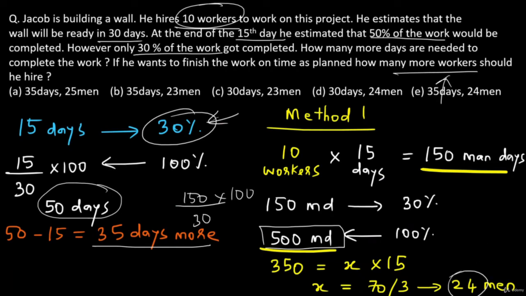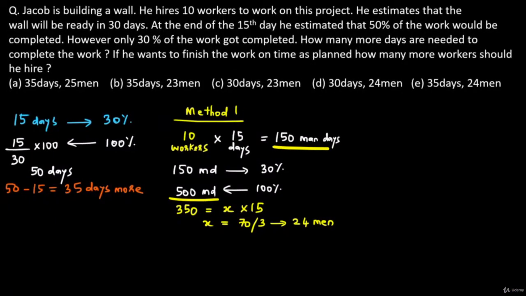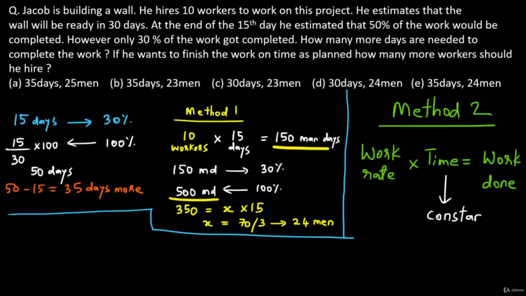All right. Now, let's see one more method with which we can solve this. Let's keep this aside. So, we have method 2 over here. Let me demarcate this area. Now, over here, we know that work done is equal to work rate into time, right? Now, over here, we need to keep the time constant. That's what we are trying to do, right? Initially, it was 15 days, and on the second sprint also, it's 15 days.